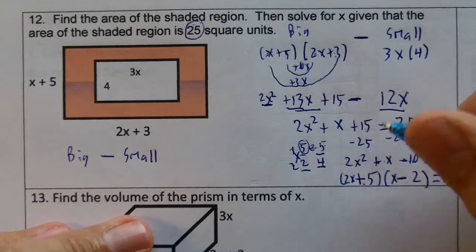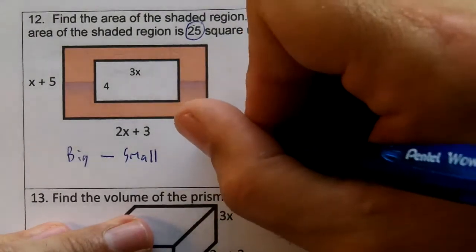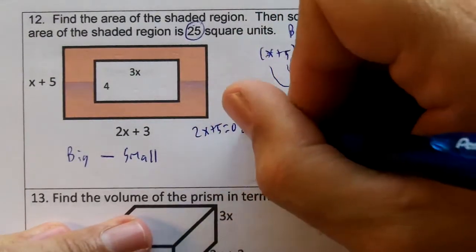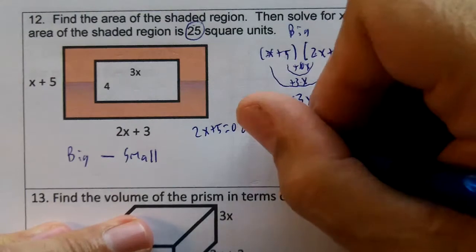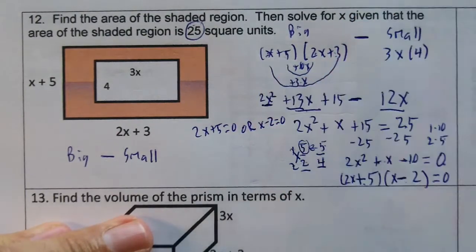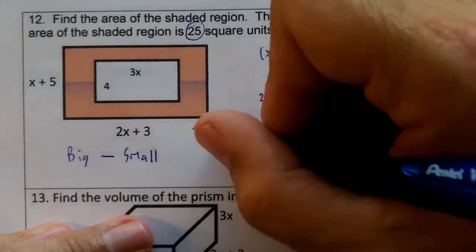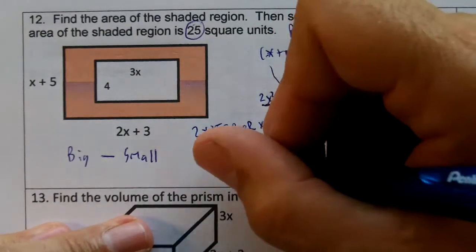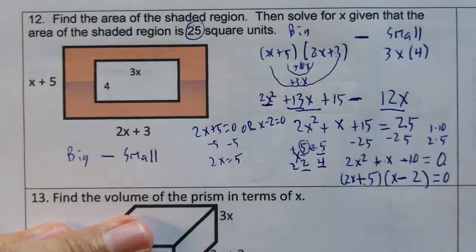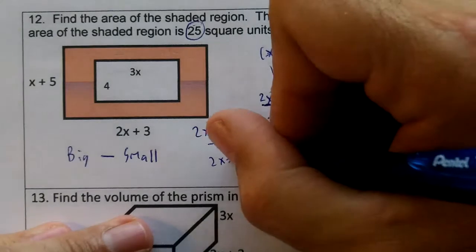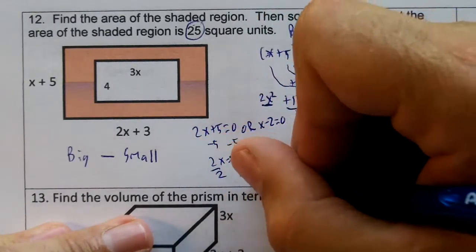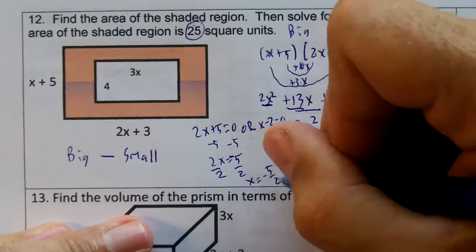Okay, so now I need to solve this. So I'm going to have 2x plus 5 equals 0, or I could have x minus 2 equals 0. Okay, so right here, we're going to subtract 5. We'll get 2x equals negative 5. And divide by 2, and you'll get x equals negative 5 over 2.